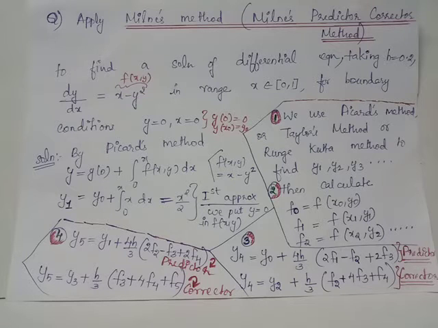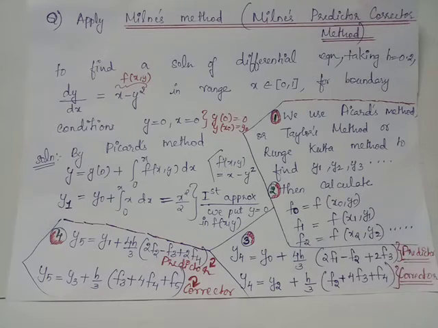Now, using this value of y4, we can find out f4. That is, when you give x equals x4 and y equals y4 in f of xy, we will get f4 equals f of x4 y4. Thus, we will obtain f4. With this value of f4, we will compute the corrector formula or the corrected value of y4 using this formula. We have y4 equals y2 plus h by 3 times f2 plus 4f3 plus f4, where f4 is evaluated using this predicted value of y4. Using this corrector formula, we will get an updated value for y4.